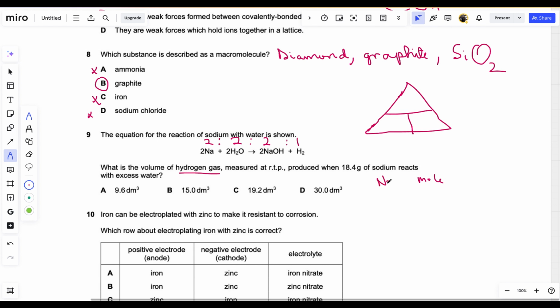Mole of sodium is equal to the mass, which is 80.4, divided by the molar mass. What's the molar mass of sodium? 23. Sodium 23, right? So 80.4 divided by 23. Quickly press your calculator. 0.8. Okay, so the mole here is 0.8.